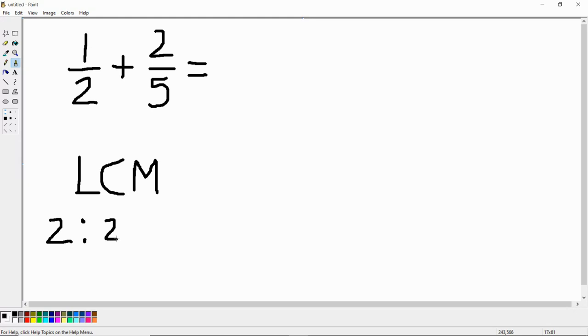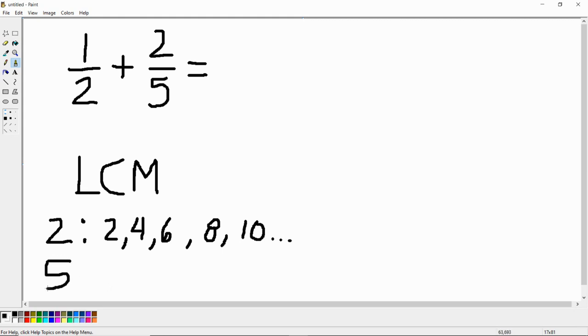First multiple of 2 is 2. Second multiple of 2 is 4. 6, 8. All you're doing is counting by 2s here. That's what multiples are: 2 times 1, 2 times 2, 2 times 3, 2 times 4, 2 times 5. And the list goes on and on.